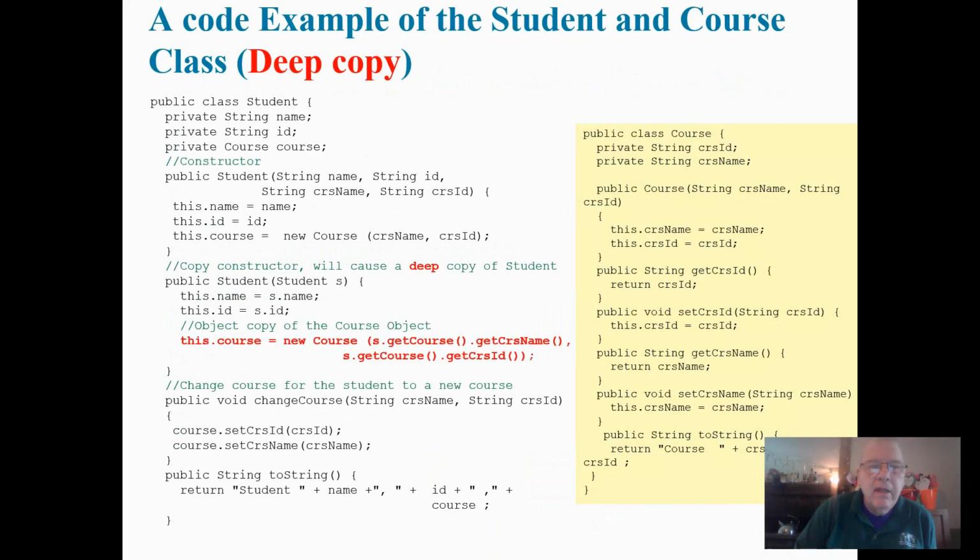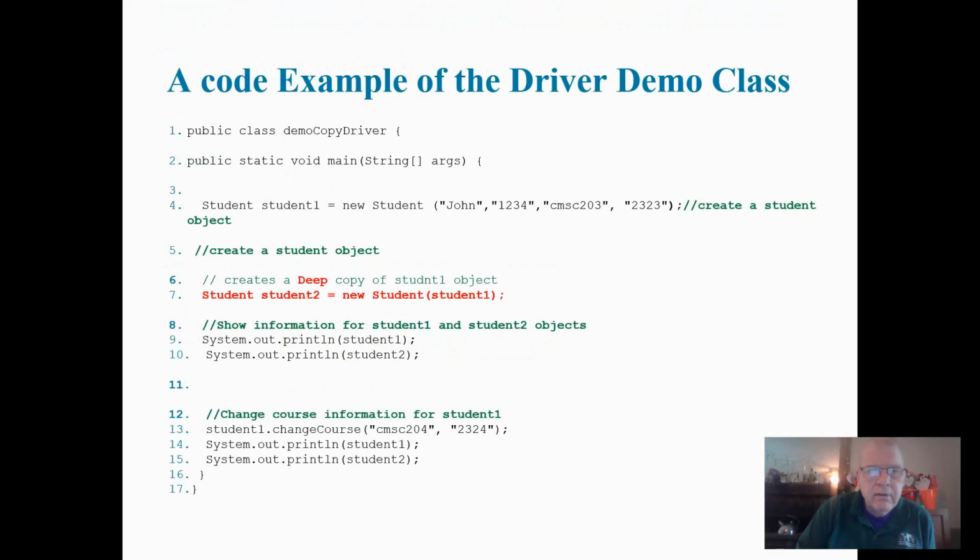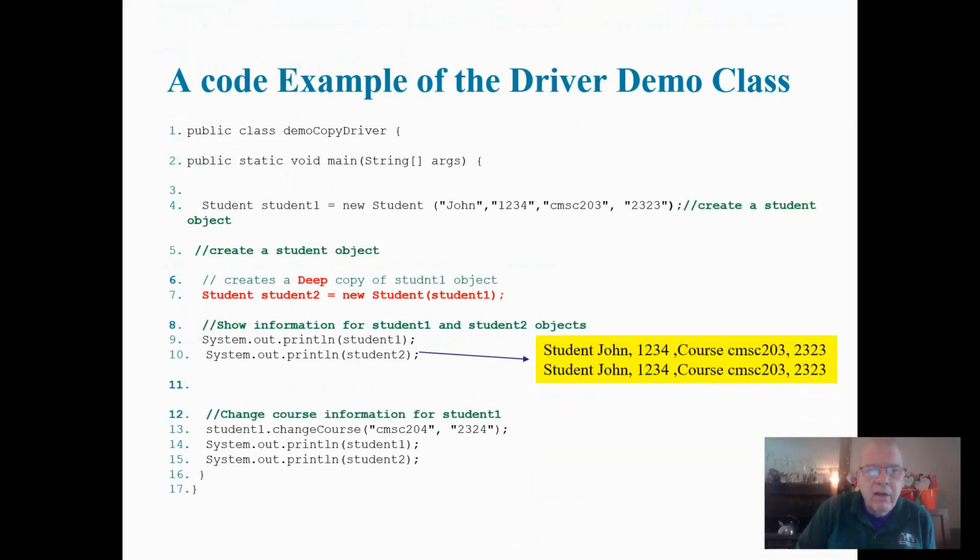With a deep copy, the programmer has to understand how deeply the object's references go, but in this case, the student object has a course object, and the course object has only primitives or strings in it. So here's the driver, and in this case, when student1 changed course, student2 had the original course, so it didn't affect the second object.